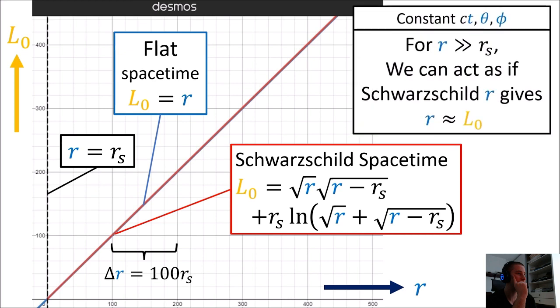So practically speaking, when we're far away from an object's Schwarzschild radius, we can act as if the Schwarzschild r-coordinate is measuring true physical distances in space. We only start seeing noticeable differences between the r-coordinate and proper length when we're close to the mass's Schwarzschild radius.